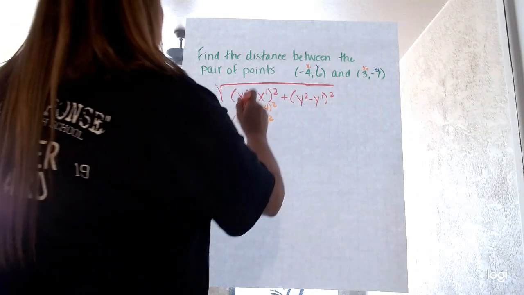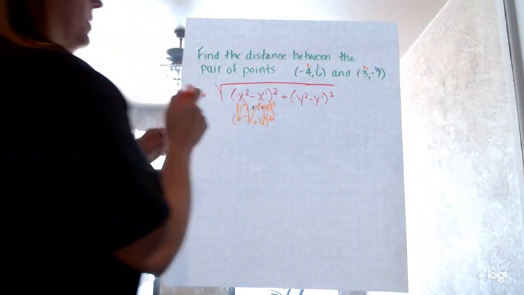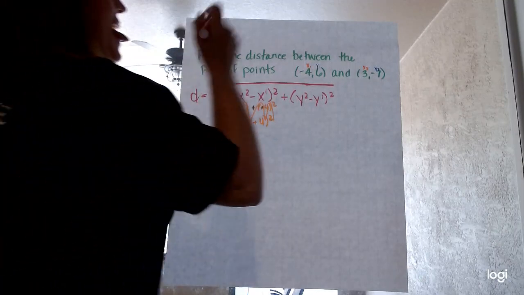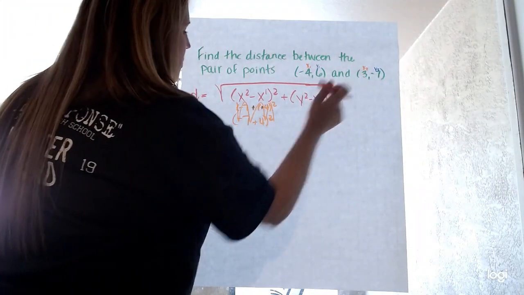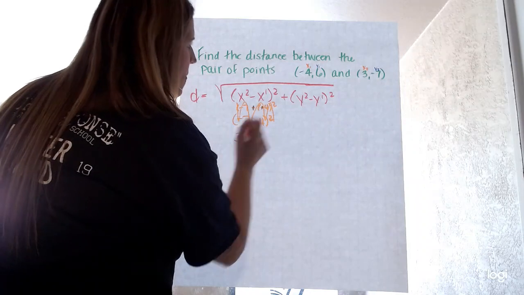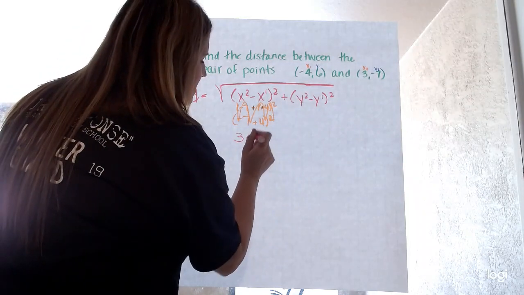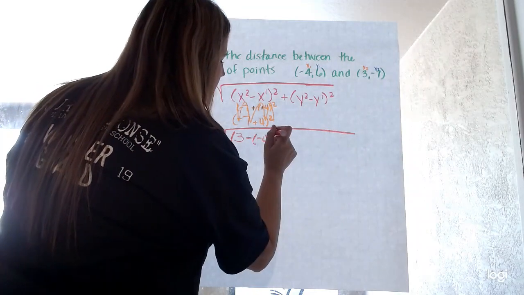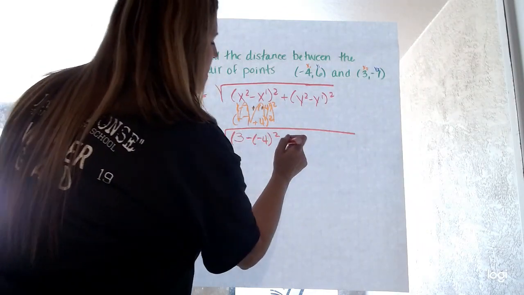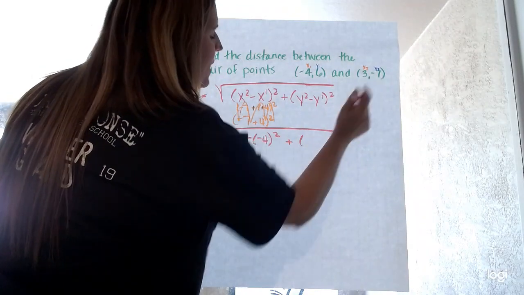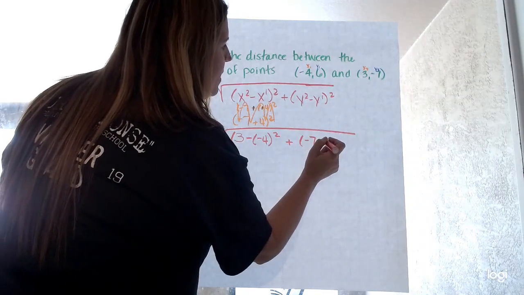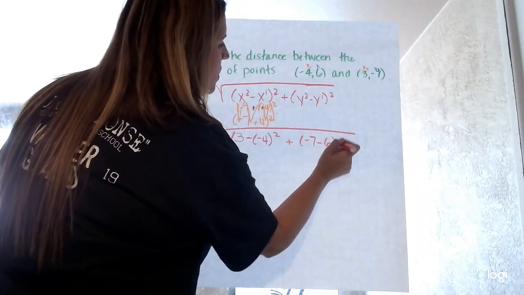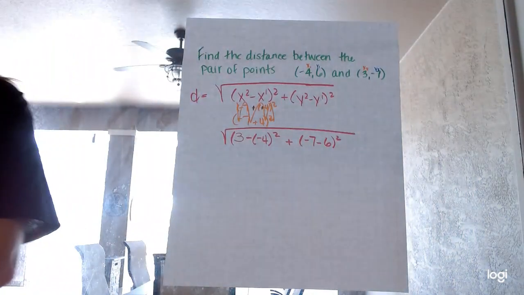Okay, we're going to start over. Miss Essence messed up. Won't be the last time. Start that one over, scratch that out. I did my y's. x2, 3, minus negative 4. There we go. I knew something didn't look right. Plus y2, negative 7, minus 6 squared. Does that look right now to you guys?